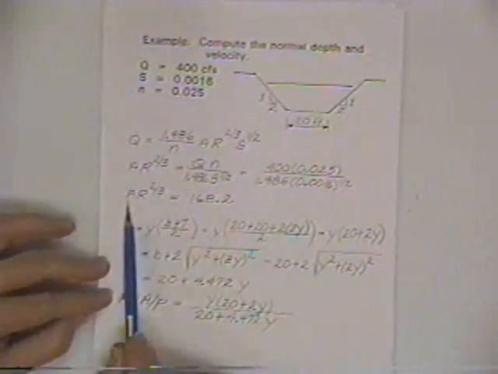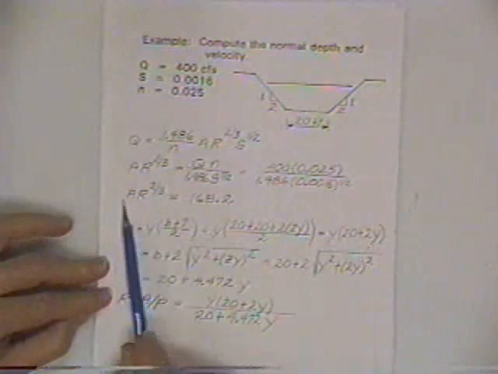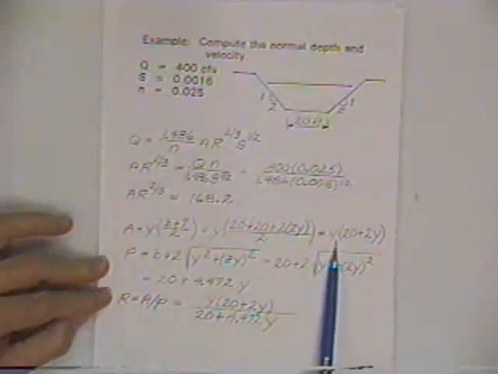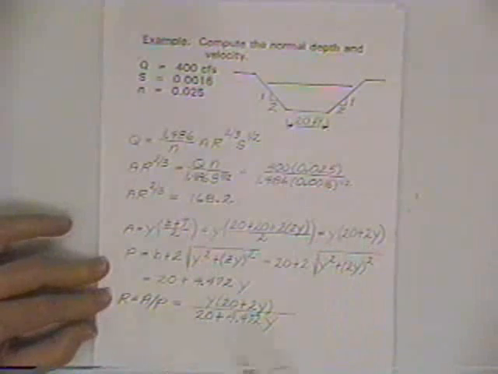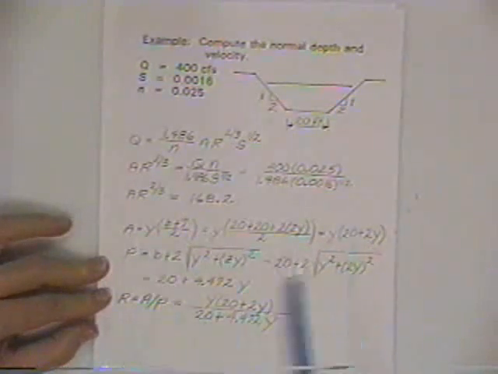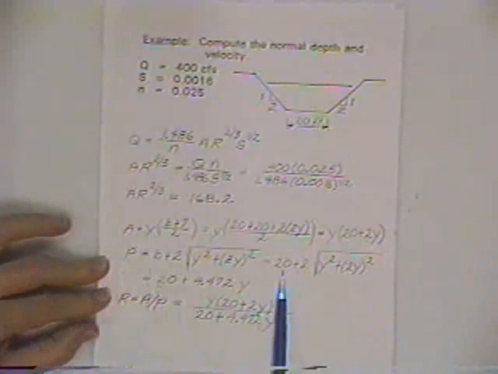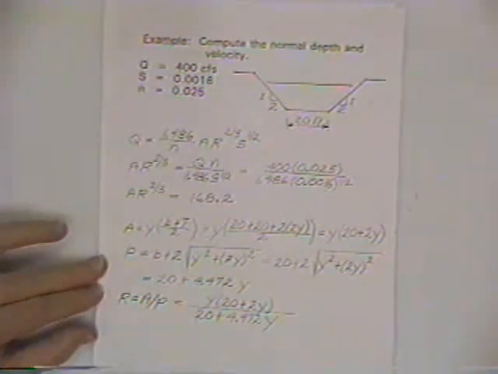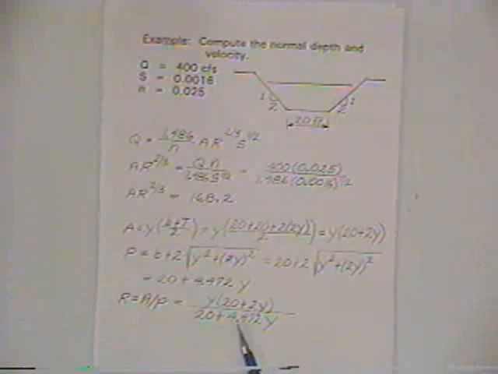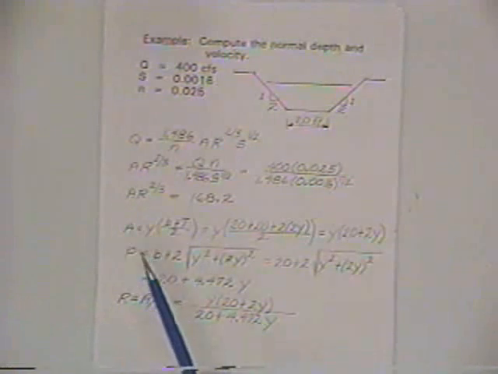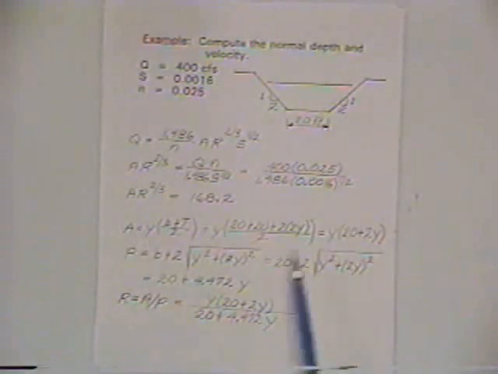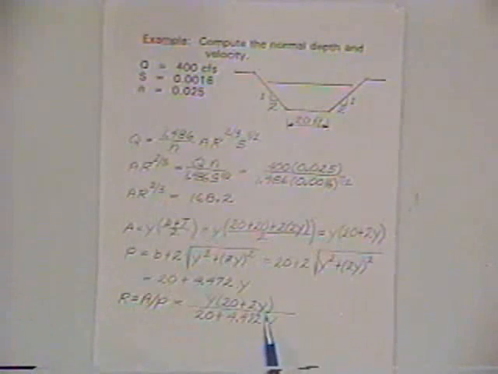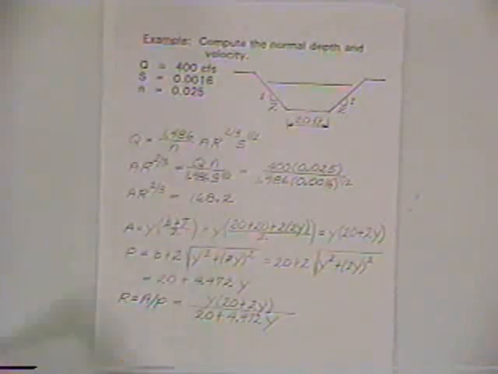And now we've got to express A as a function of depth, which we can do just from the geometry of a trapezoid, doing the same thing that we just went through on the previous example. We expressed area as a function of depth. We expressed the wetted perimeter as a function of depth. Hydraulic radius is area divided by the wetted perimeter, all expressed as a function of the depth. And so now we can plug this expression in for the cross-sectional area of flow. Plug this expression in for the cross-sectional area of flow. Plug this expression in for the hydraulic radius, and that's going to be equal to 168.2.